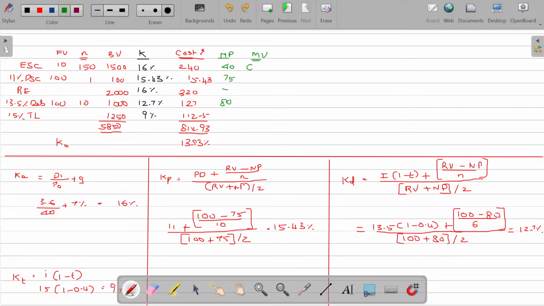6,000. And here 75 into 1, 75 lakhs. This is not applicable. And 10 lakhs into 80, 800 lakhs. And here the term loan remains undisturbed, 1,250. Clear?